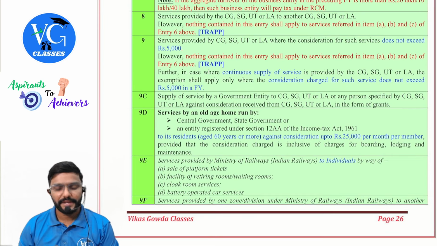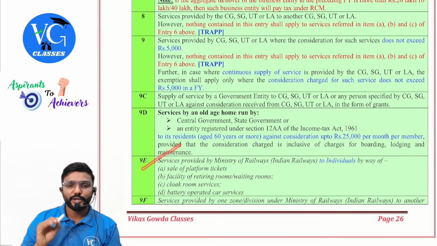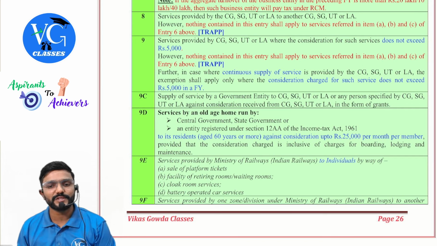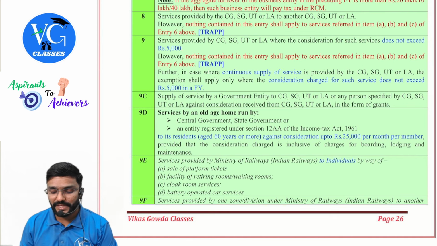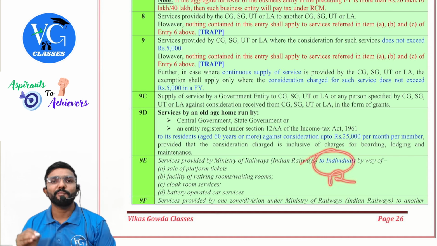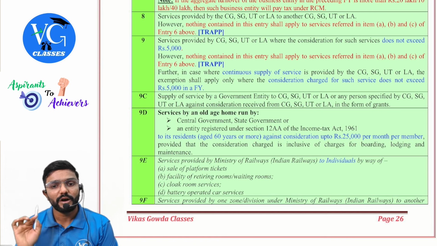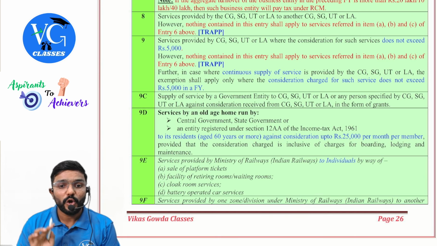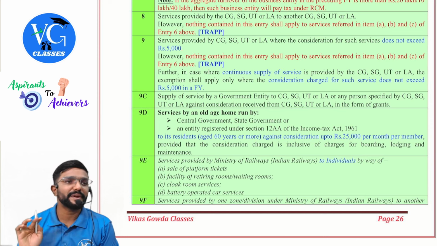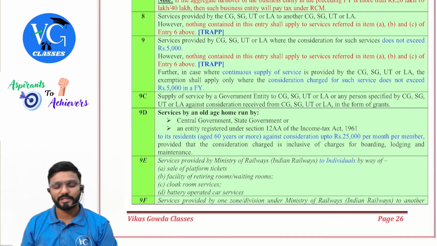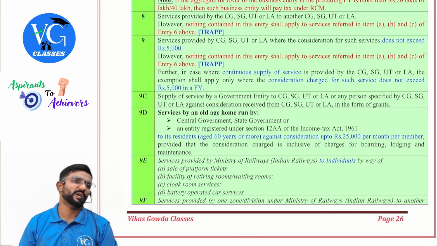9E. Services, new entry. Services provided by Ministry of Railways, Indian Railways to individuals. Who are the recipients? Individuals. By way of sale of platform tickets, facility of retiring rooms or waiting rooms, cloak room services, battery operated car service, which we call buggy van and all. Is it exempt, sir? Yes, provided the recipients are individuals.